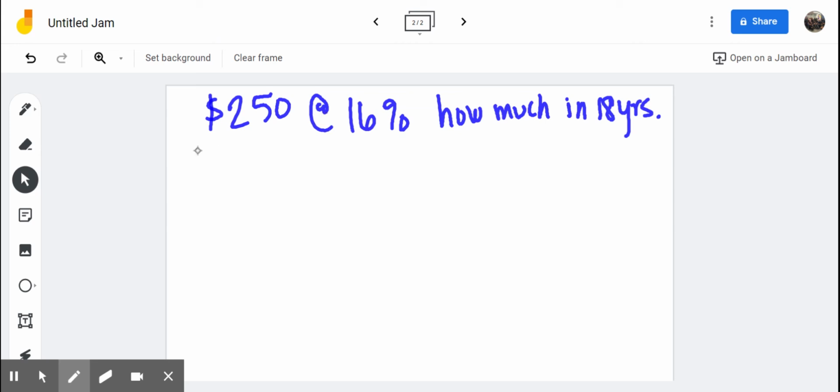Okay. So the first thing we know is we have the rate, right? And so using the rule of 72, I'm going to take 72 and divide it by 16. And that's going to give me 4.5. And what that means is that every 4.5 years, it's going to double.